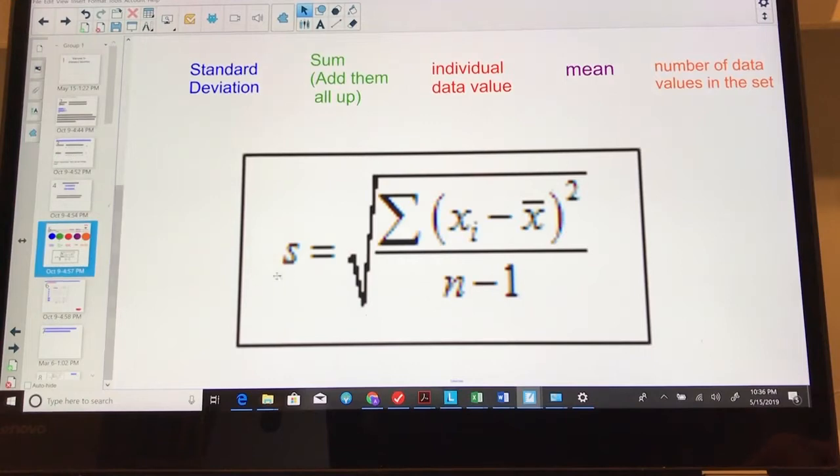So, standard deviation is the square root of the sum of our data points minus the mean squared, all divided by the number of pieces of data minus 1. So we're going to try a couple of these.